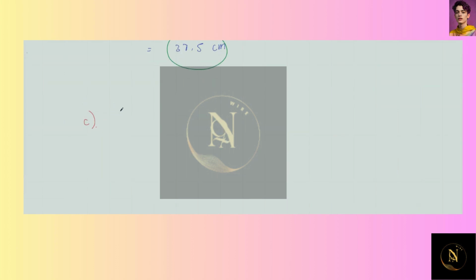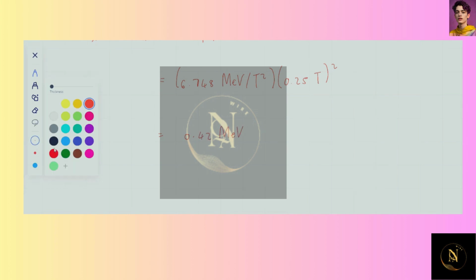Now for part C, using the result from our graph, we get the maximum kinetic energy equal to the slope times B squared. And so we have the slope 6.748 mega electron volts per square Tesla, and we are given the field to be 0.25 Teslas, and that's squared. This gives us an energy of 0.42 mega electron volts.